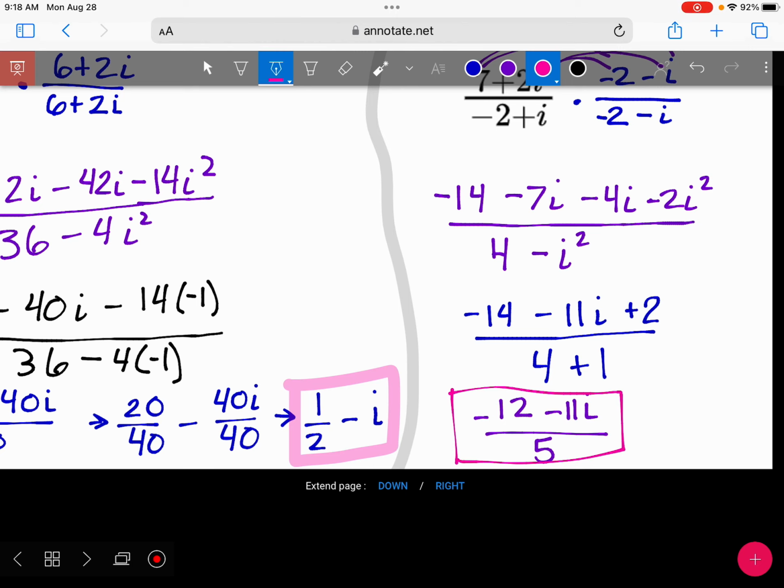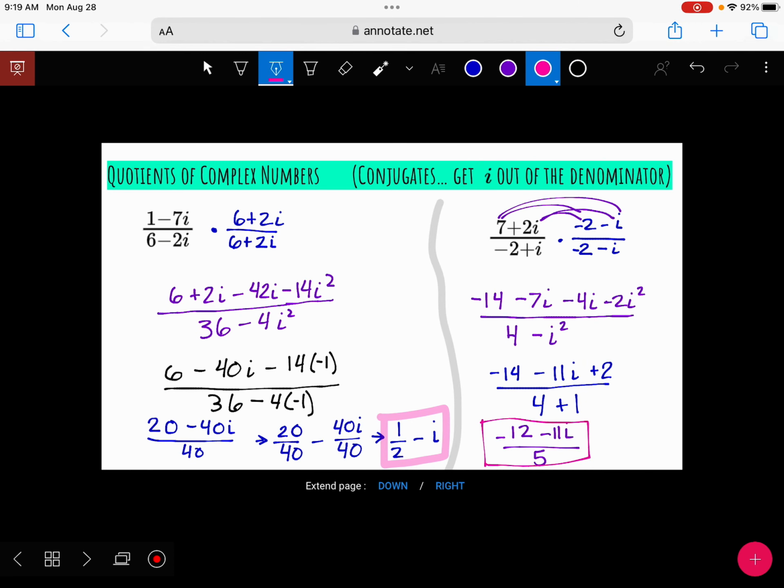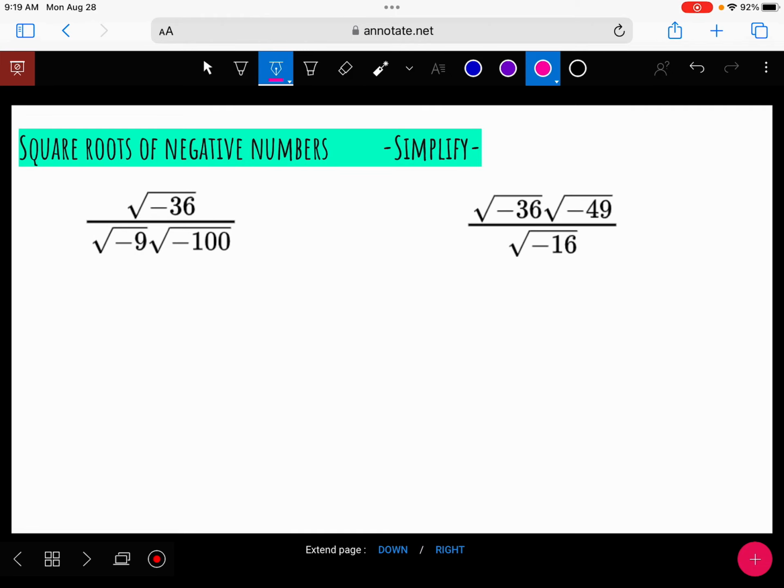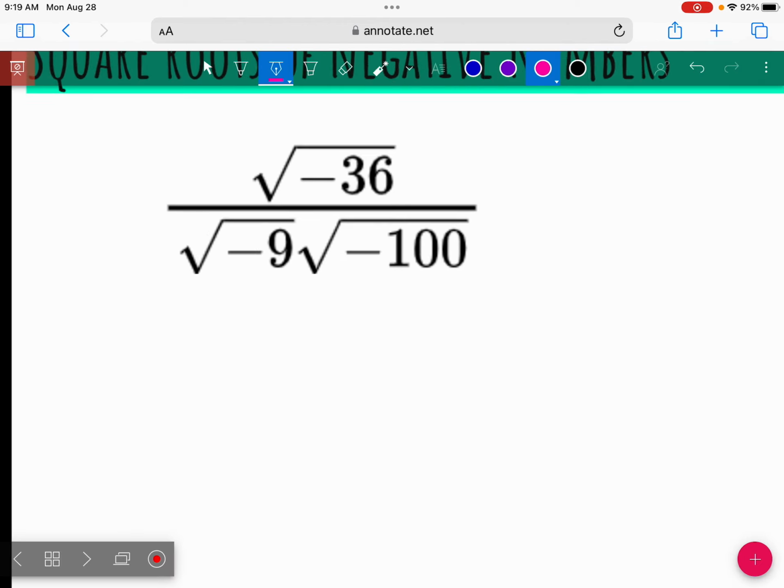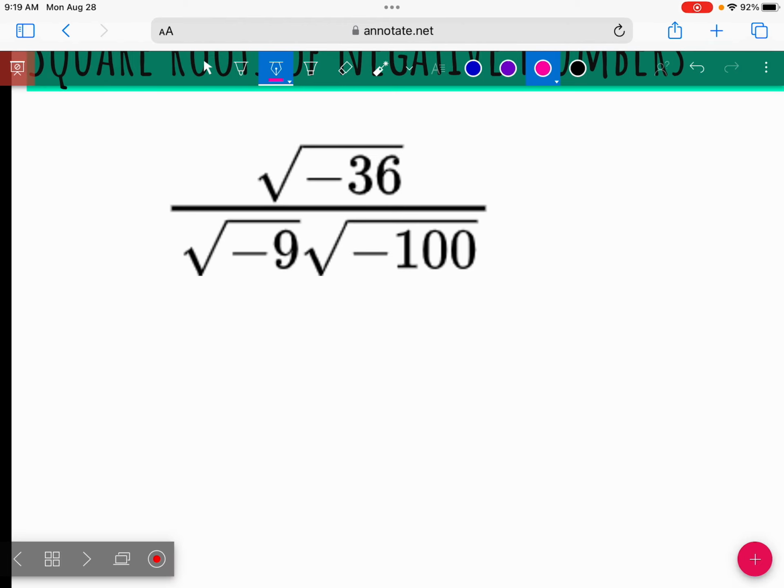How are we feeling on these conjugates? Pretty good. So then we're going to work on simplifying down into these complex numbers where we will then use the conjugate. Because we're going to look at square roots of negative numbers. So this is just adding one step onto our simplification stuff. It looks really scary. Square root of negative 36 over the square root of 9 times the square root of negative 100.